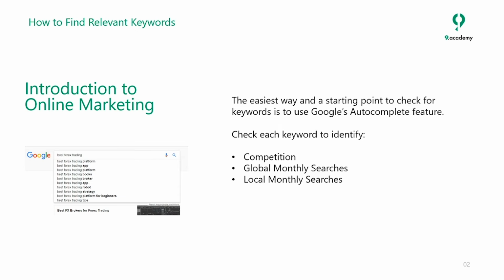The easiest way and a starting point to check for keywords is to use the Google autocomplete feature. Check each keyword to identify competition, global monthly searches, and local monthly searches.